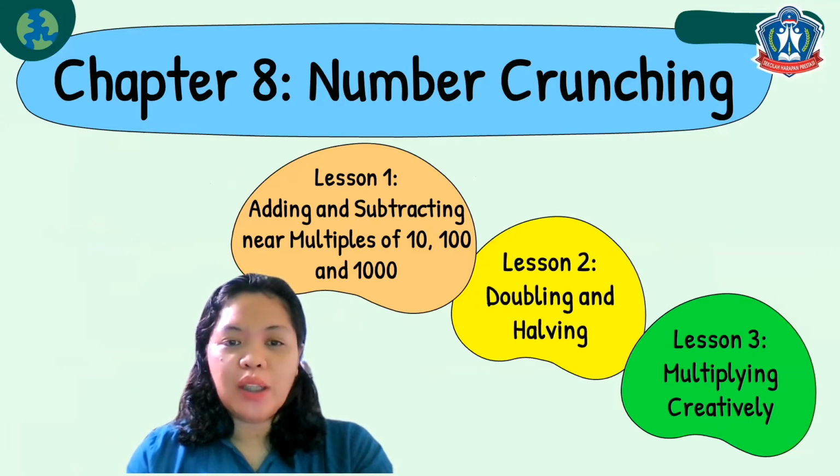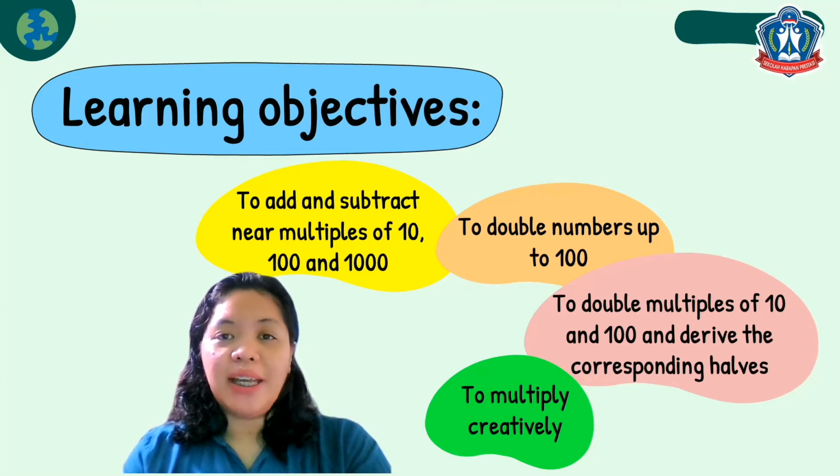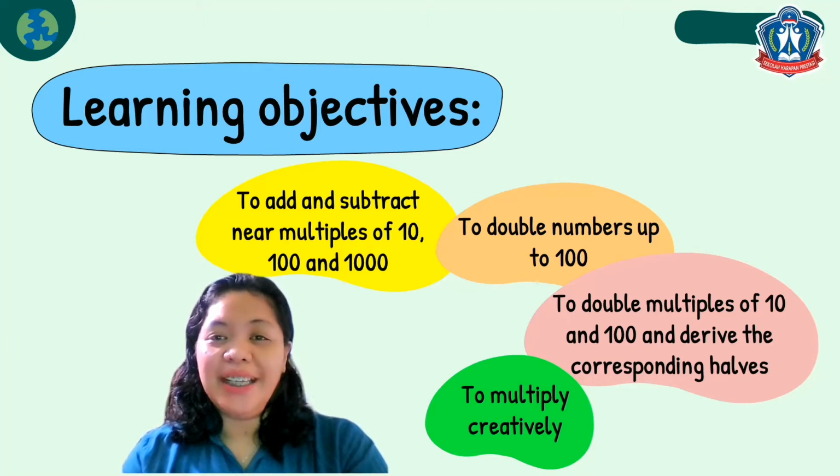In this video, you will learn 3 lessons. In Chapter 8, we have adding and subtracting near multiples of 10, 100, and 1000. Then we have doubling and halving and multiplying creatively. The learning objectives of this lesson are to add and subtract near multiples of 10, 100, and 1000, to double numbers up to 100, to double multiples of 10 and 100 and derive the corresponding halves, and also to multiply creatively. Okay, P5, are you ready? Sit back, relax, and have fun learning this lesson.